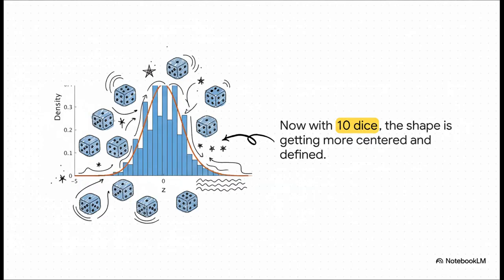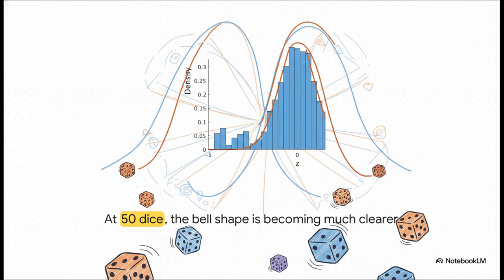All right, let's double it. Now we're looking at the sum of 10 dice. And whoa, look at that. That central peak is way more obvious now, and the sides are starting to slope down. The randomness is actually starting to get organized. Now we're jumping up to 50 dice, and there's just no mistaking it. That classic bell shape is really taking form. It's getting smoother, more symmetrical.